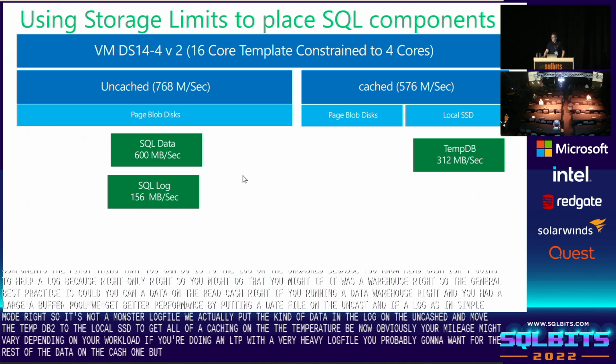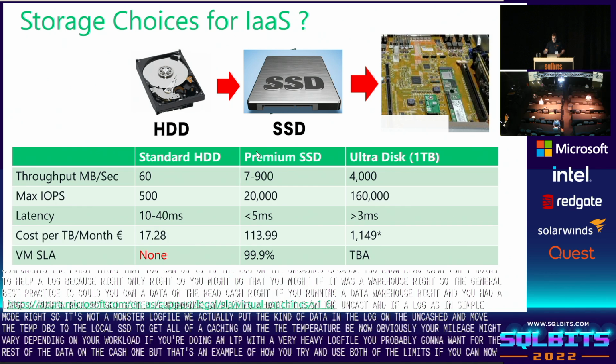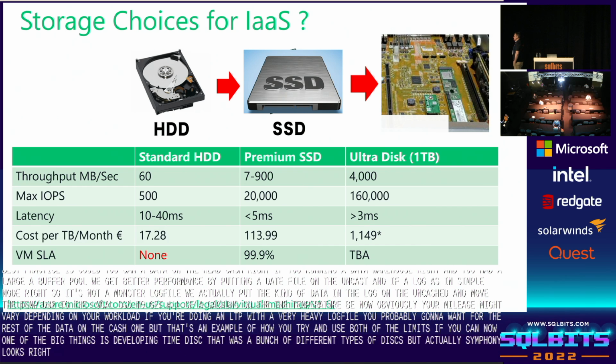But that's an example of how you try and use both of the limits if you can. Now, one of the big things is picking the right disk. There's a bunch of different types of disks, but it's actually simpler than it looks, right? You've got your standard disks, your premium disks, and your ultra disk, right? And there's a couple of variations.